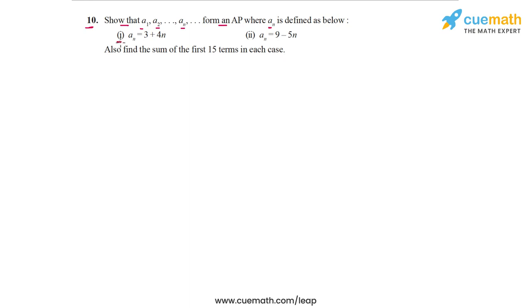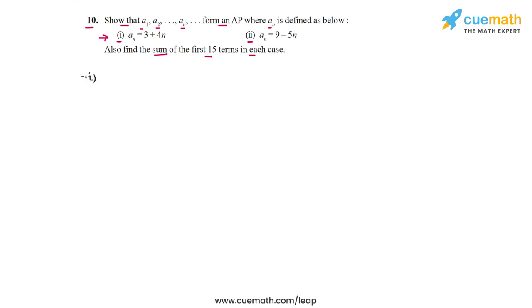In the first part, AN is defined as 3 plus 4n, and in the second part, AN is defined as 9 minus 5n. So we have to show that in each case, given this definition of the nth term of the progression, it forms an arithmetic progression, and then we have to find the sum of the first 15 terms in each case. So let's do part 1 first.